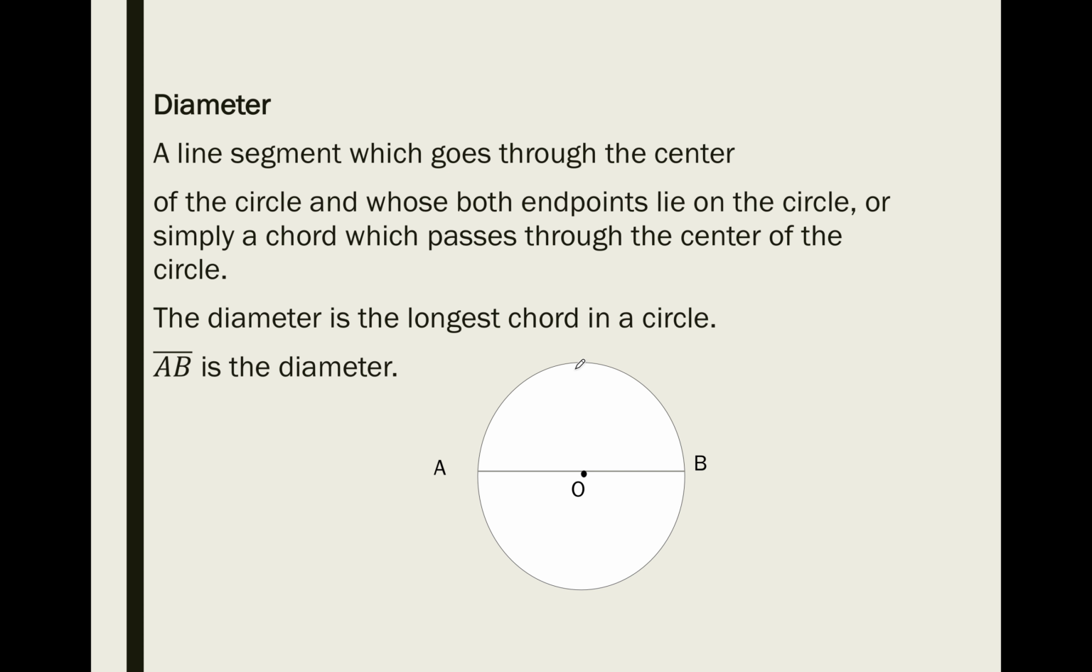It can be going this way. It can be going this way. So think of a pizza pie. So it has to be a line that would go across a pizza pie.